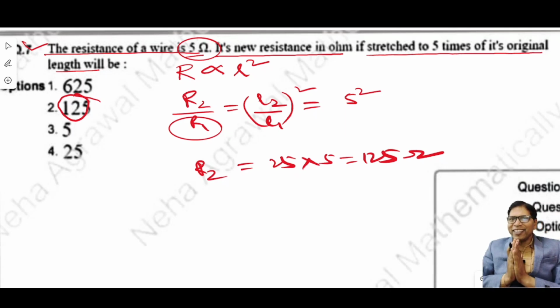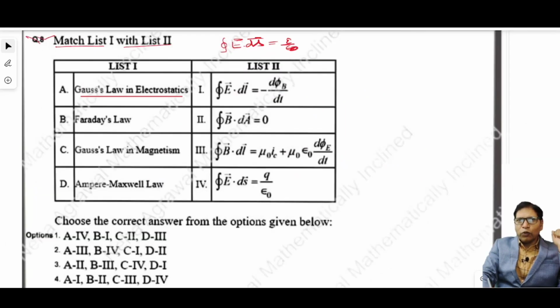Okay. Next. Now question 9. There is a matching type question. List 1, list 2. Now Gauss law of electrostatics, that is, the surface integral of electric field equals Q by epsilon naught. Now this is 4. Now B, Faraday's law. Look at Faraday's law: this is the E vector dot dl vector. This is the B.